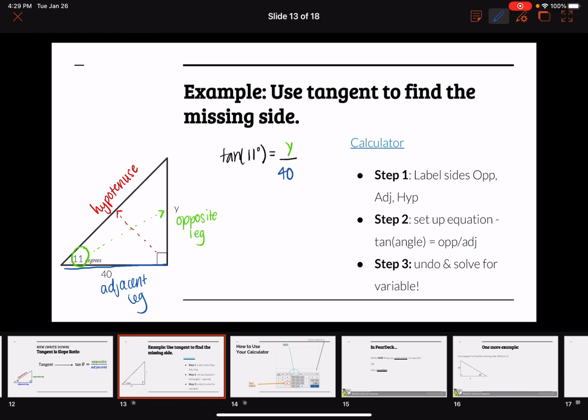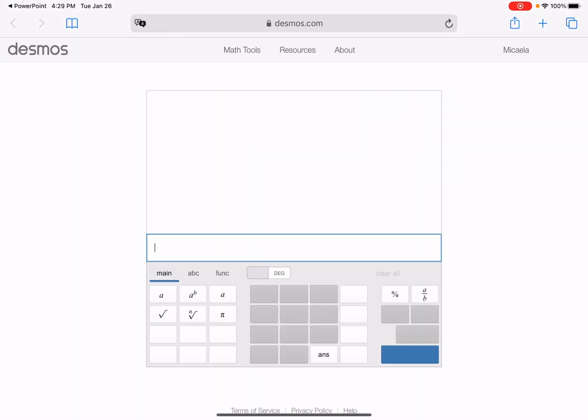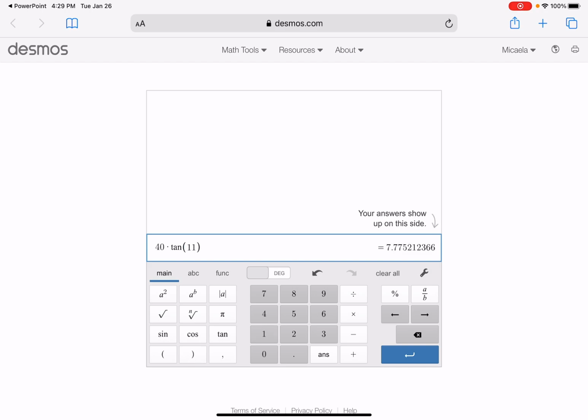To get y alone, we need to multiply both sides by 40. We have 40 times tangent of 11 degrees equals y. This we need to plug into our calculator. Let's take a look. We want to make sure we're on degrees, which we see, and we will type in 40 times tangent of 11. And this on the right side is where our answer is.